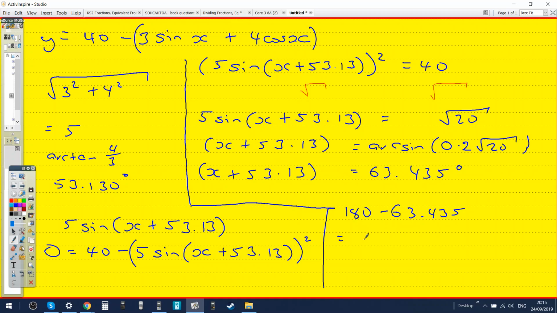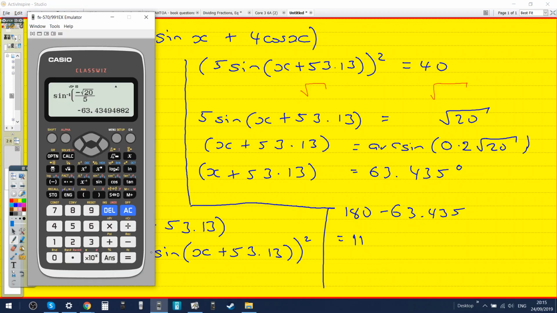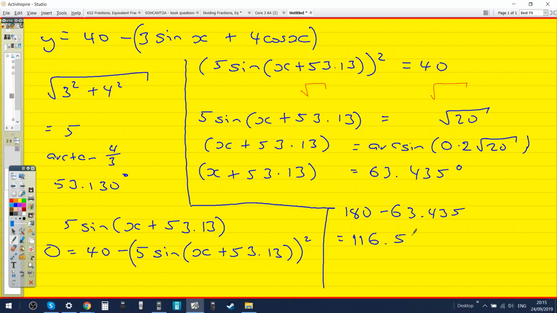So 63.4, then 180 minus 63.435 equals 116.565.